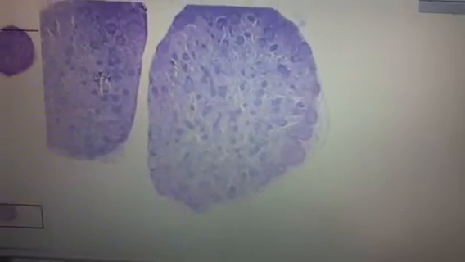So, there's something wrong with the menus here. So you see, you're supposed to see enlarged PAS stain macrophages.